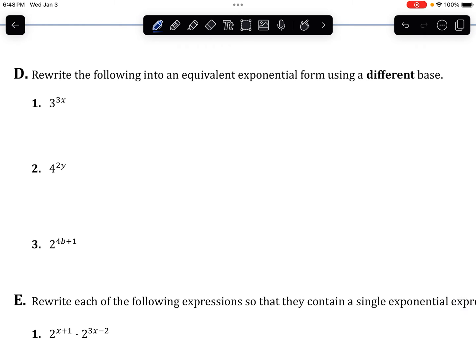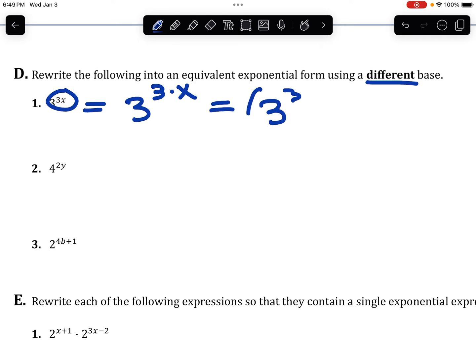Here's part D. So it says a different base. We got to change our bases here. So we got to use our power rule in reverse. So we know that when we have a power to a power, we multiply the exponents. I see 2 exponents here being multiplied. 3 and x is multiplication. That means 3 to the 3 times x. So what I could say is, well, let's call it 3 to the 3, and then that whole thing to the x. Because if we normally go this way, we normally go from 3 to the 3 to the x and call it that. But now we're undoing it going backwards.